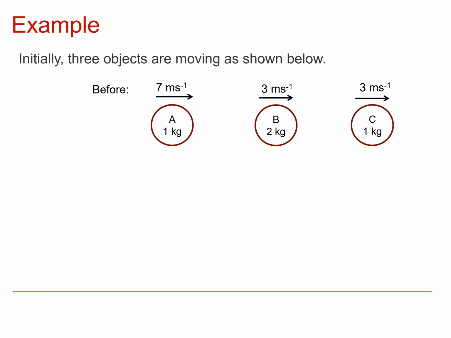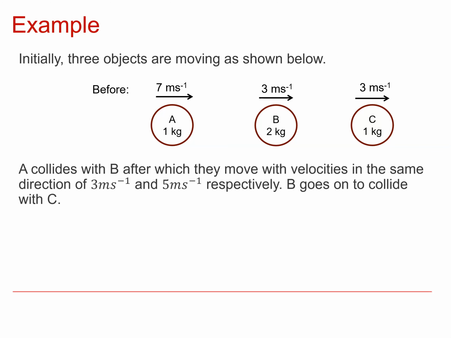Here we have three masses, A, B and C, that are moving at 7 meters per second, 3 meters per second and 3 meters per second respectively. You can see that A is going to catch up with B and collide, so there's going to be a collision between A and B. We're told that after that collision, A goes on to move with a velocity of 3 meters per second and B with a velocity of 5 meters per second in the same direction. B is now moving at 5 meters per second, so will catch up C, so there will be a second collision.